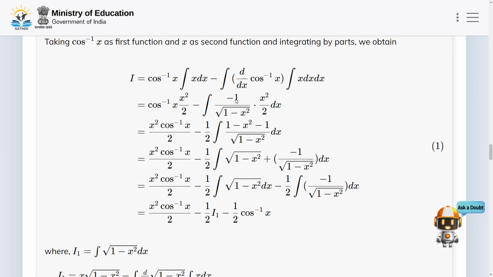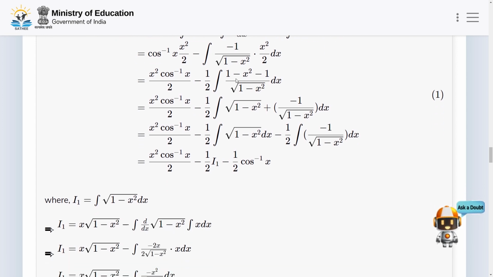Now this minus gives you what? So x square cos inverse x by 2 minus half of, so what you are doing is adding and subtracting 1, you get 1 minus x square minus 1 by root of 1 minus x square. As you can see, after you separate them, you get root of 1 minus x square plus minus 1 by root 1 minus x square dx. You know what this integration is? I am taking this integration as I1, and this integration is just nothing but cos inverse x.